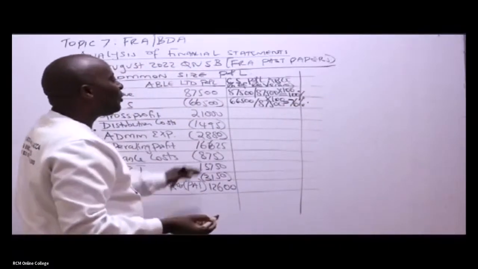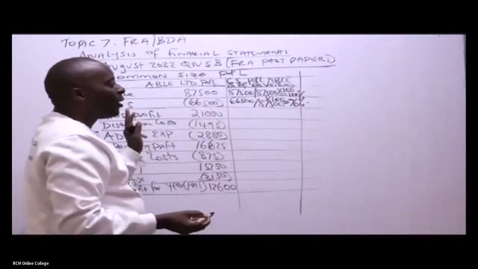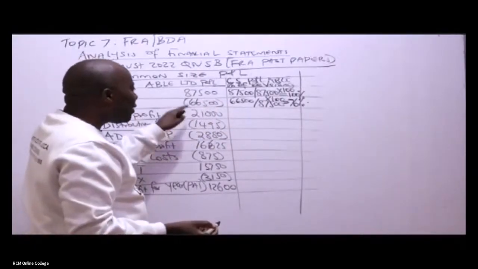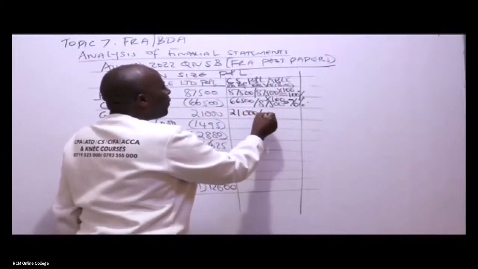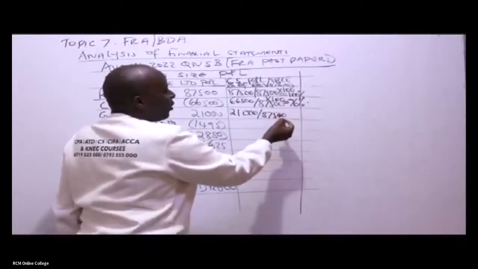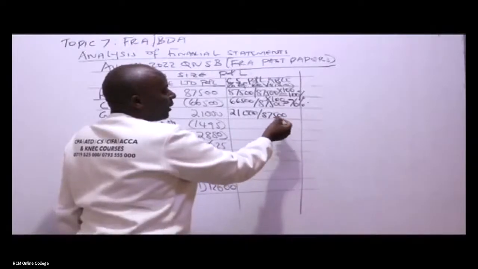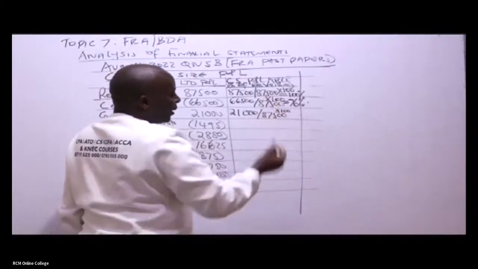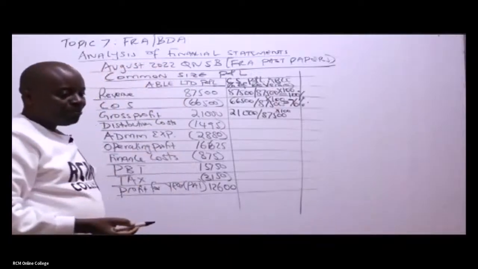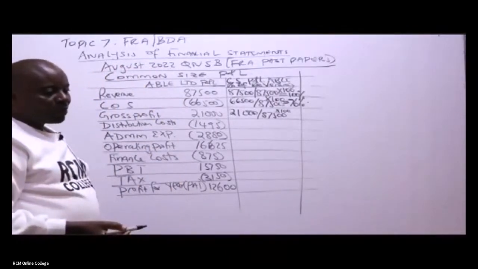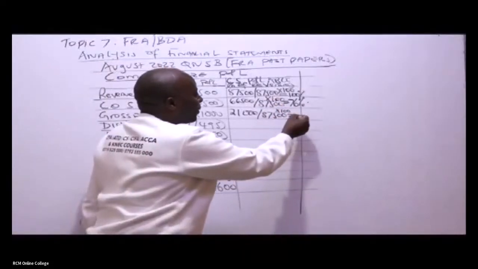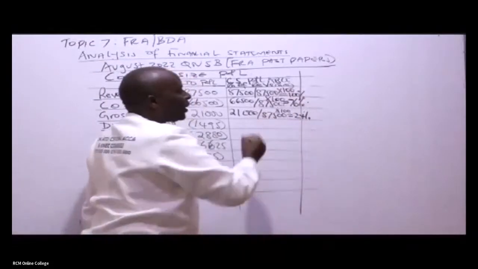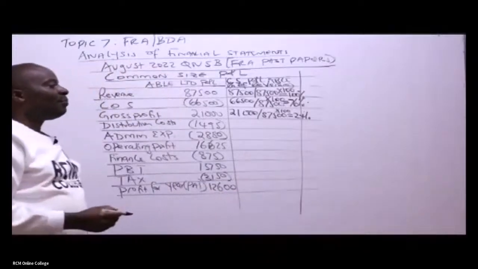So remember, don't even capture it as a negative. You come to each item. It will be 21,000 divided by 87,500, times 100. Tell me in this case here, what do we have there? You can as well take this minus this. So this gives us 24%.